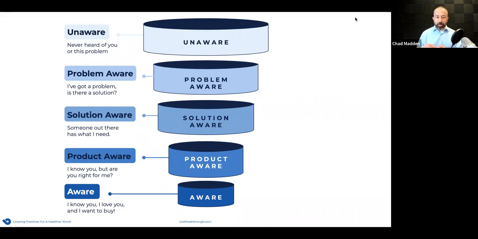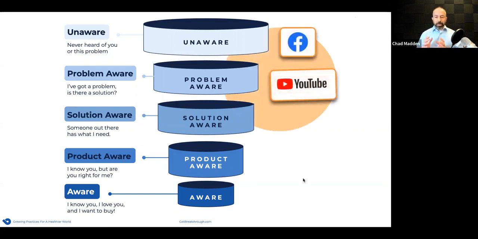We also have problem aware. That's, I've got a problem, right? A shoulder problem. But is there a solution? They're solution aware. So I'm looking for a physical therapist, a chiropractor, an occupational therapist, a speech therapist, et cetera. Product aware: I know you and your company, but do you have the right services for me? I came to you because I had a total knee replacement two years ago. Can you also help me with my vestibular problem? So that's the awareness scale.